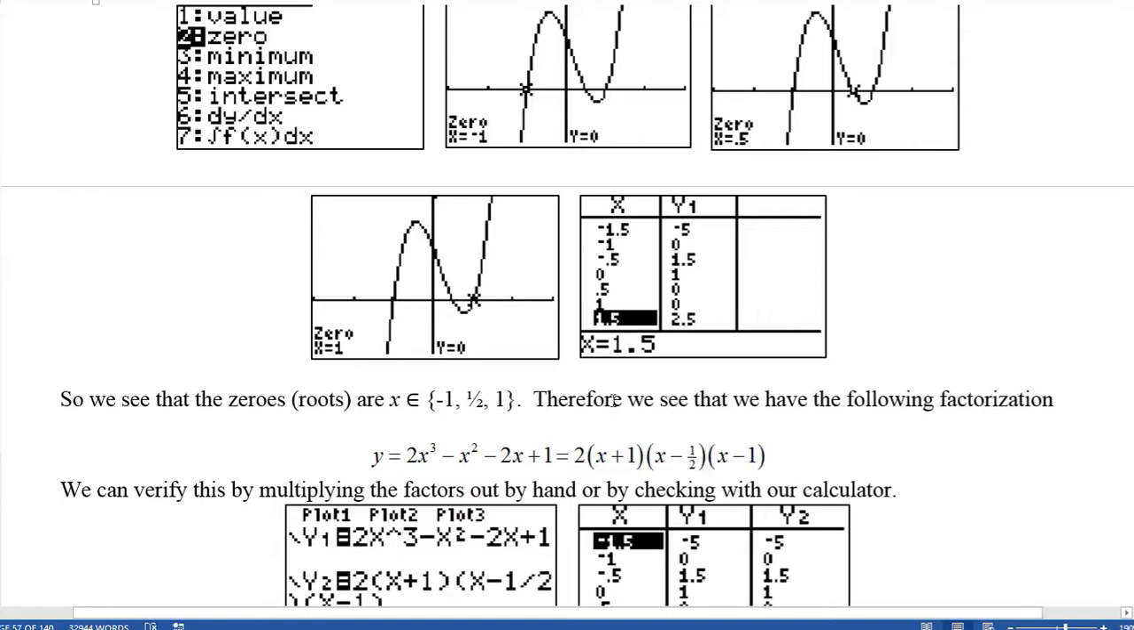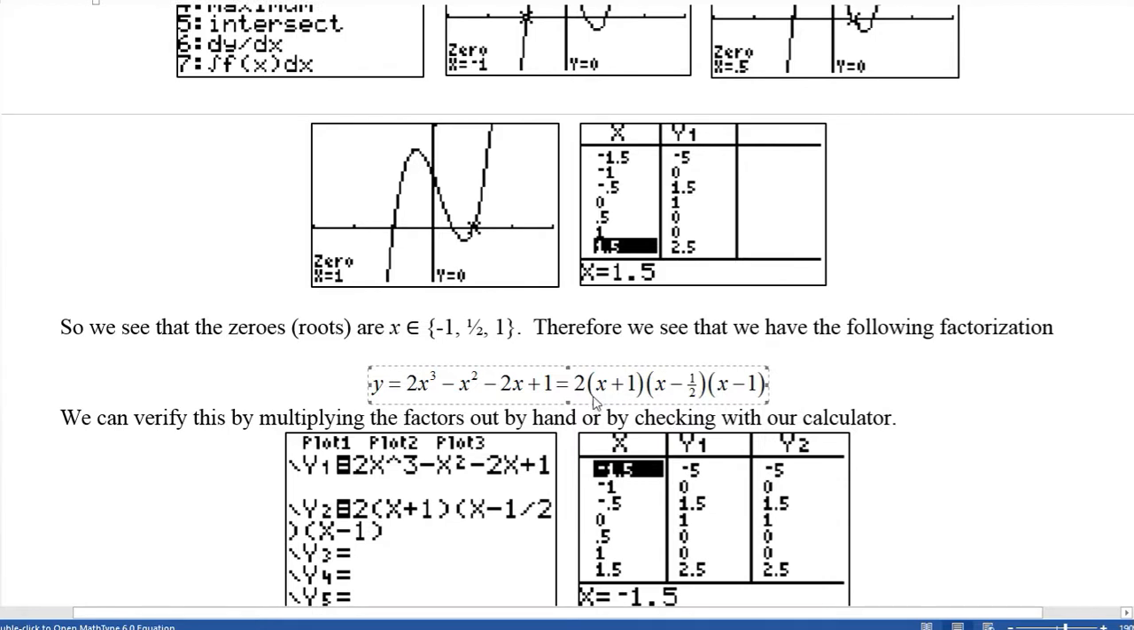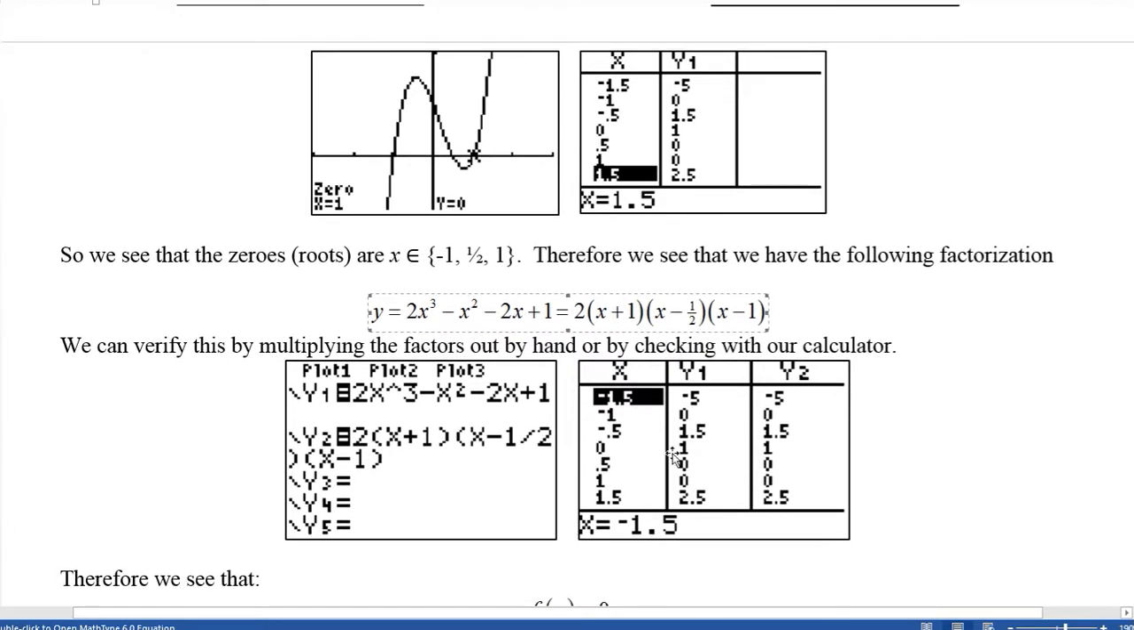And so that says that the factors should be x minus these roots. So x minus -1, or in other words x plus 1, and then x minus 1/2, x minus 1, and we still have our leading coefficient of 2. And so we can see that factorization right there. Just to double check that, I can put that in as y2 and check that these two are equal, and sure enough they are. So it's a little polynomial analysis right there as a step along our way.